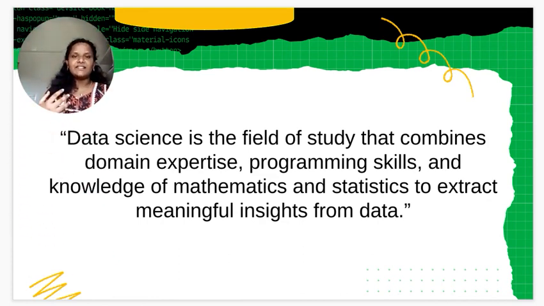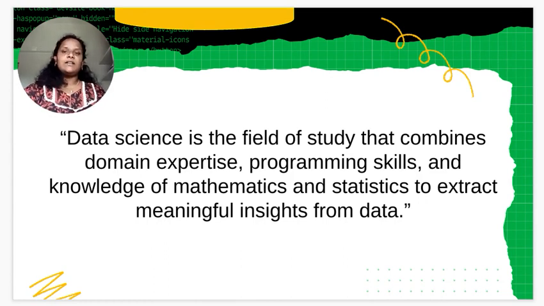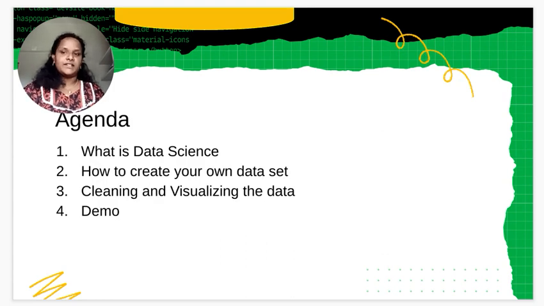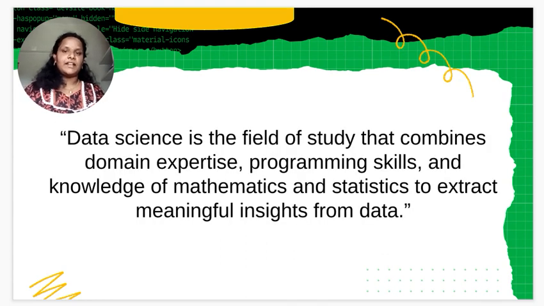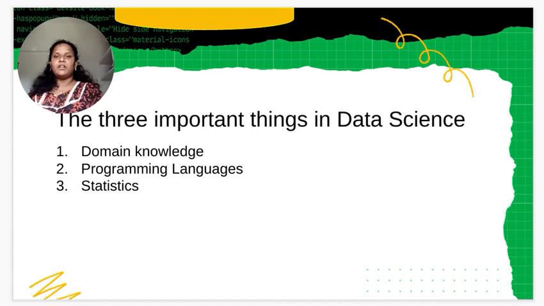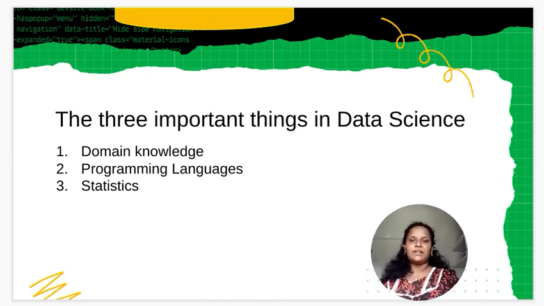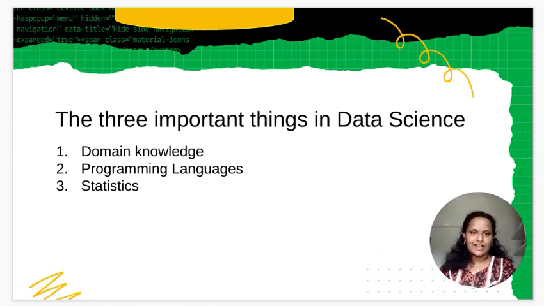Data science is the field of study that combines domain expertise, programming skills, and knowledge of mathematics and statistics to extract meaningful insights from data. So, if you see here, there are mainly 3 points, right? One is domain knowledge, another is programming language, and another is statistics. So these three are the main pillars for data science, right?